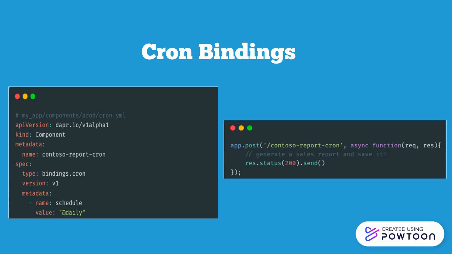It allows you to run a piece of application code periodically. Here is the YAML. We have configured the cron schedule as daily. The app just listens on an endpoint and it gets triggered once in a day by Dapper.